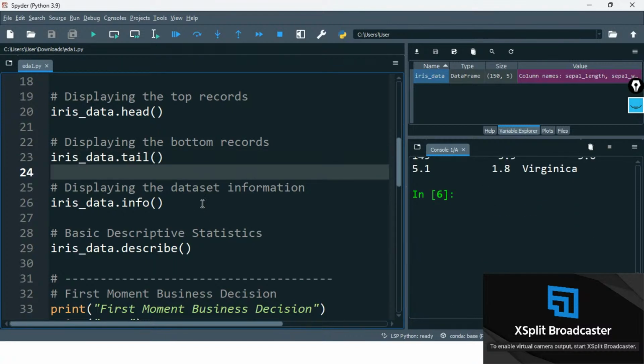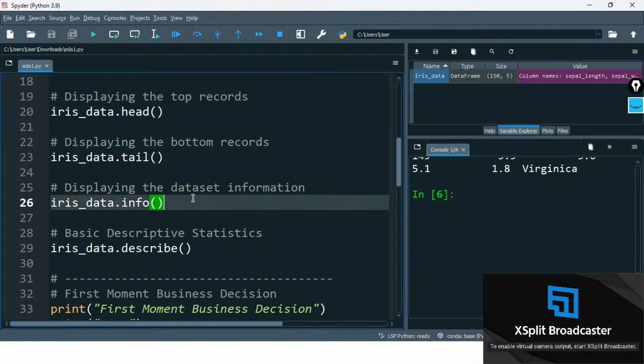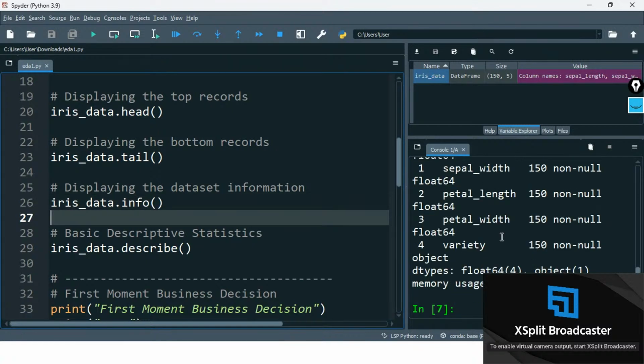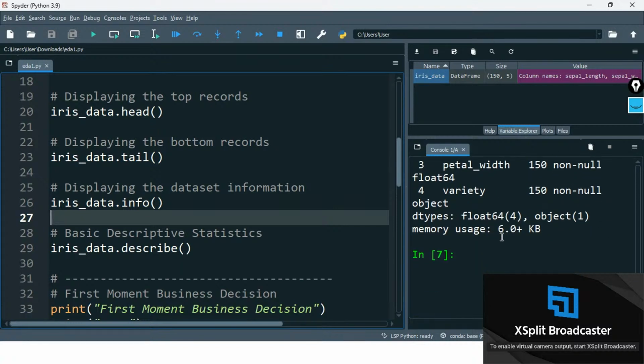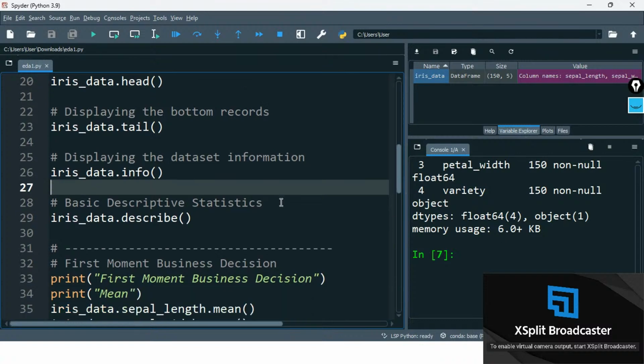This is also done. And the info function will return the basic information regarding the data frame, the data set. It returns the number of columns and rows. Then it talks about each and every column name, how many missing values or null values we have in each column, the data types of each column, and the memory storage, that is, how much memory is being used by that particular data frame.